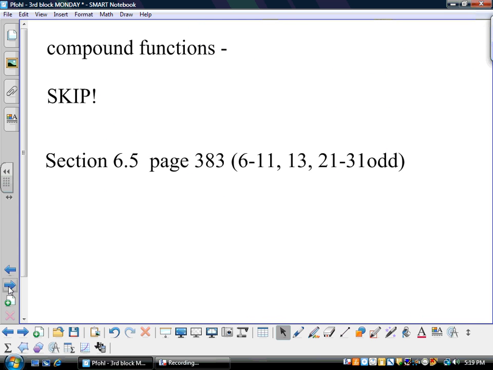Another topic in this section is compound functions. We're going to skip that. That won't be covered on the test next Monday at all. Your homework in section 6.5 is on page 383. You have the rest of class time today to work on that homework.